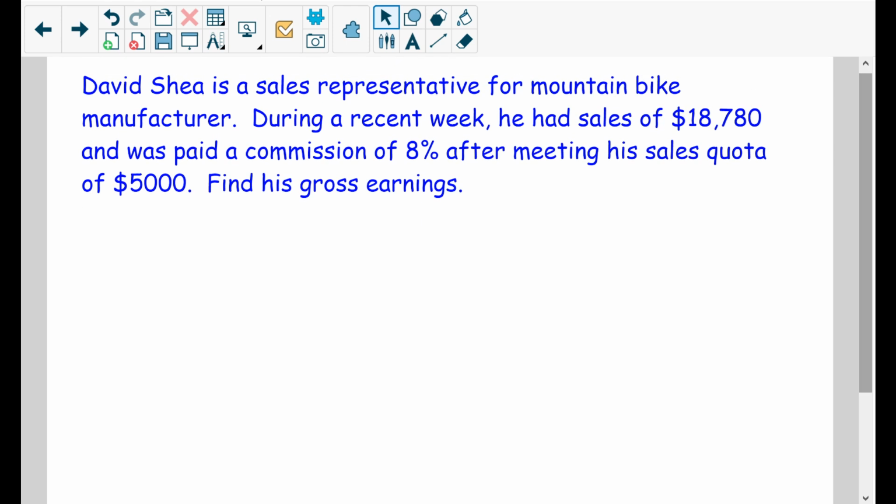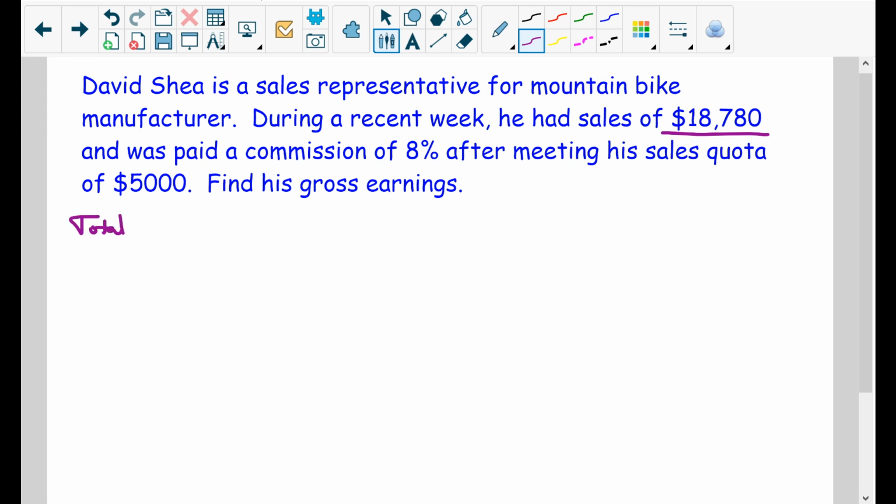A little application problem here. David Shea is a sales representative for a Mountain Bike Manufacturer. During the recent week, he had sales of $18,780. He was paid a commission of 8% after meeting his sales quota of $5,000. Find his gross earnings. So, first thing we're going to take a look at is our sales here. So total sales, 18,780.